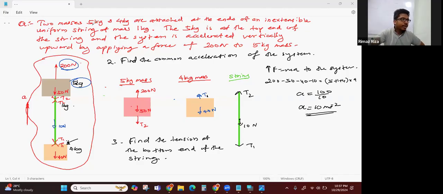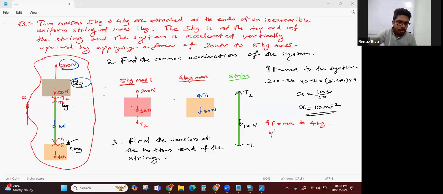To find that, what we can do is apply F equals ma to the 4 kilogram. You have to write this. This is most important. Otherwise, you may lose marks in your exam. If it's an essay paper, you must write this. Okay. Applying F equals ma to 4 kilogram.